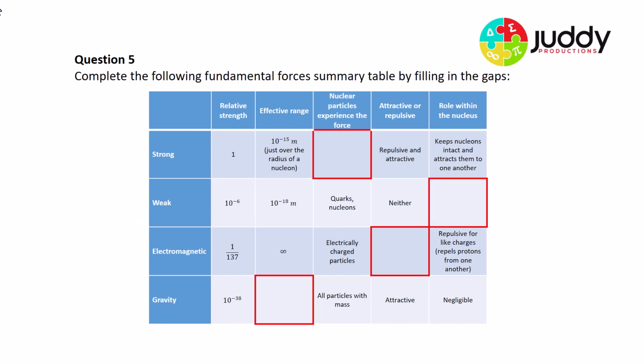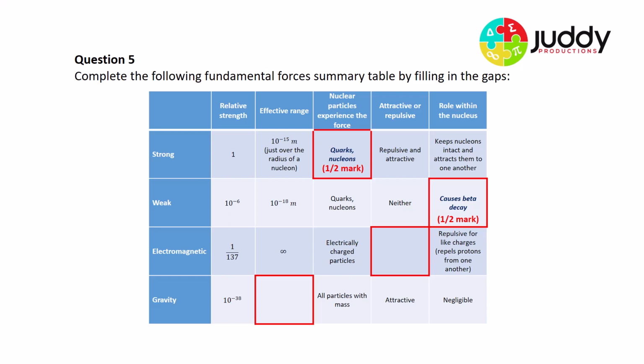Question number 5, our final question from section 1. Complete the following fundamental force summary tables by filling in the gaps. So the nuclear particles experiencing the strong force are quarks and nucleons. Holds the nucleus together effectively. The role within the nucleus for the weak nuclear force is that it's used to cause beta decay.